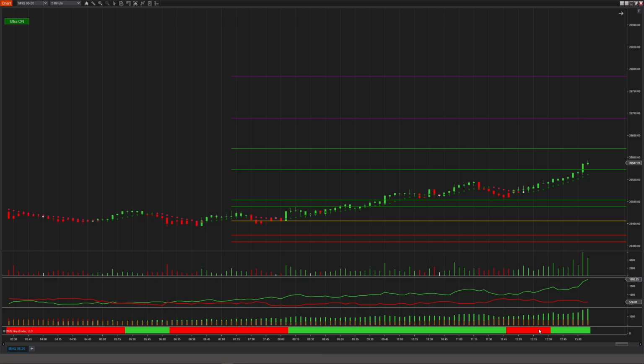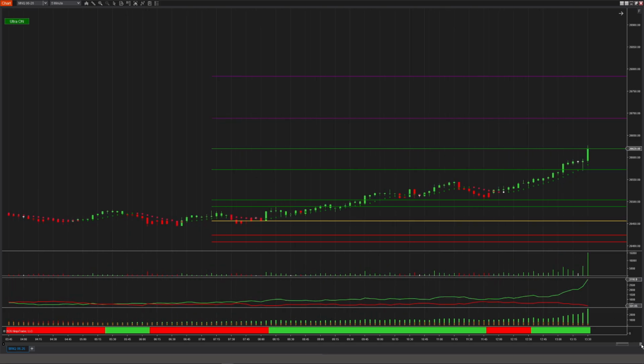This is just telling us there's a pullback. Let's walk into this trade. So as price goes along, we get another opportunity here if we miss this trade at this level to enter a trade. So that's a pullback to one of the ultra levels.